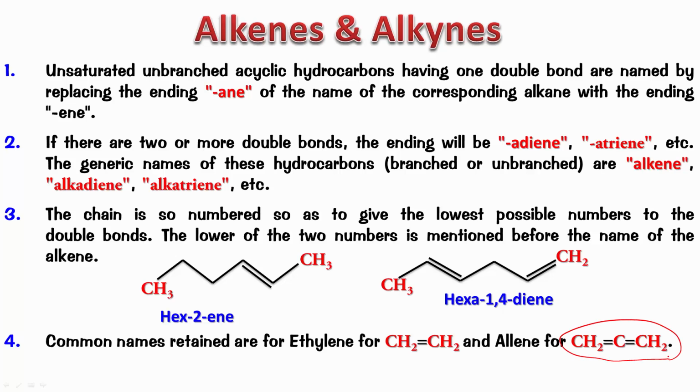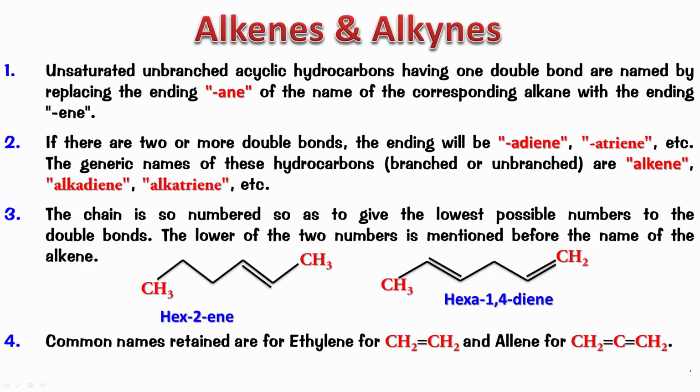If I were to give it through IUPAC, I would give it as 1, 2, 3. This is prop-1,2-diene. It's propa-1,2-diene. And its common name is allene. And we accept allene as the IUPAC name for this particular molecule.